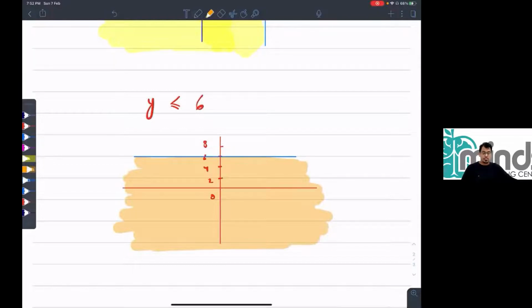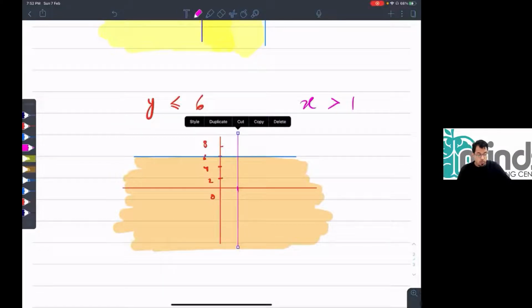Now try to understand the next difference. If I say x is greater than 1, this time we don't have equality. We have just x is greater than 1. So x equals 1 you will be plotting. So this is 1. Our vertical line is here, like this. The line is x equals 1. But x is greater than 1 means we are talking about the region on the right of the line. So I will be shading this region.